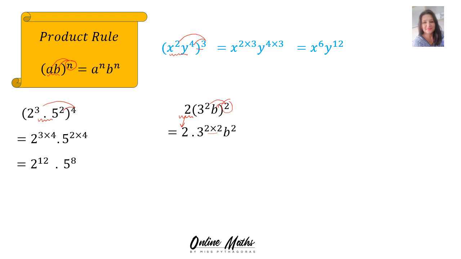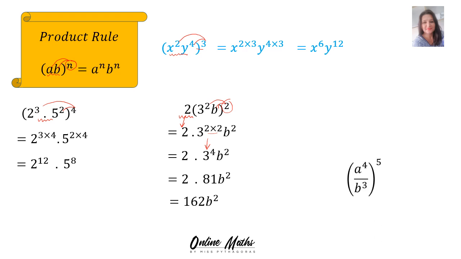So with the b there was an invisible 1. So it becomes b to the 1 times 2, which is 2. And then your final answer will be 2 times 3 to the 4 b squared. And then you can even take the 3 to the 4 further by saying 3 to the 4 is 81, b squared, and then 2 times 81 becomes 162 b squared.